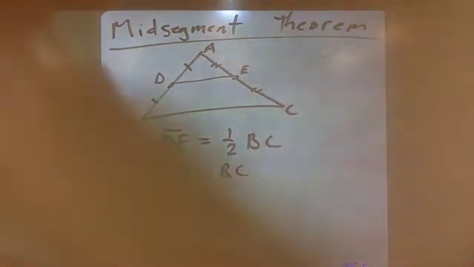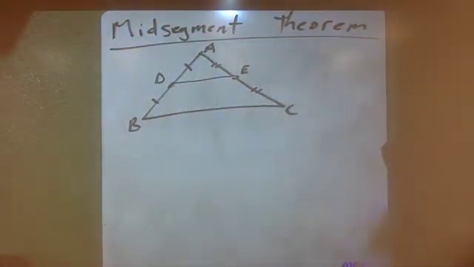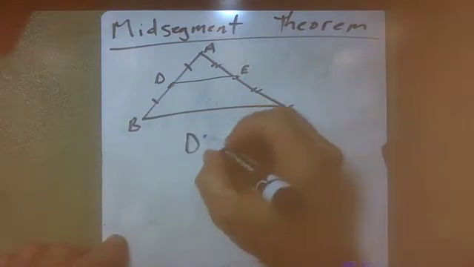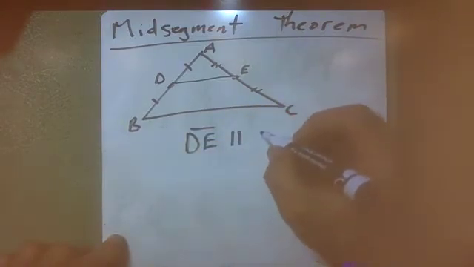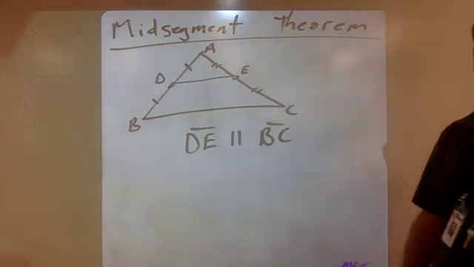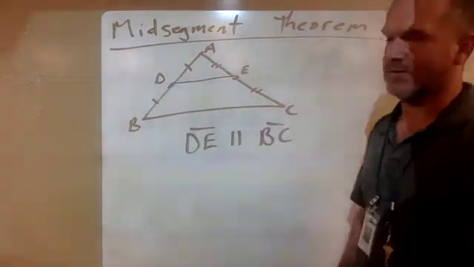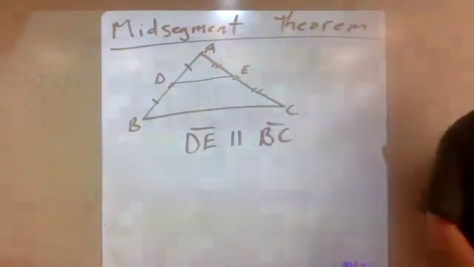The lengths are half. Another thing to know is that they're always parallel. DE is always going to be parallel, and the two lines like that is the symbol for parallel, to BC. Those are the two special things about mid-segment theorem. It says two things: half the length and parallel to BC.